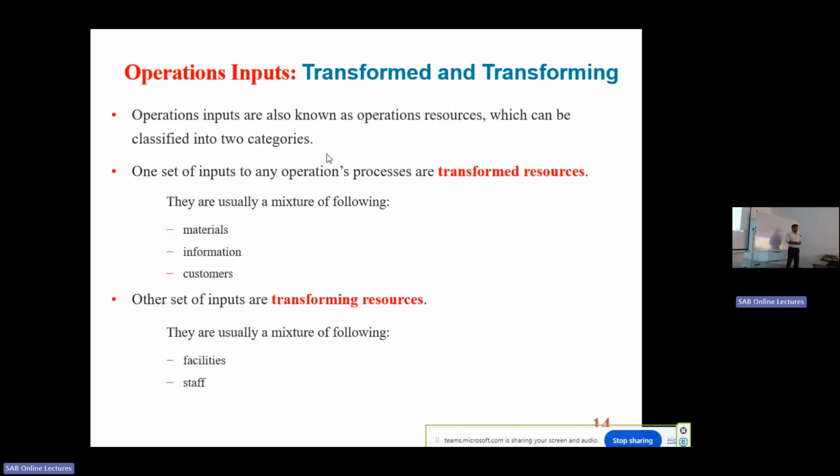Right. What are transforming resources? They are resources, inputs, which are not converted into outputs, but are used in the process of converting. In the process of conversion, they are used. According to this framework, there are two types. One is called facilities, and the other is called staff. Write it down. Facilities include several things. What do we mean by facilities? Operations facilities.